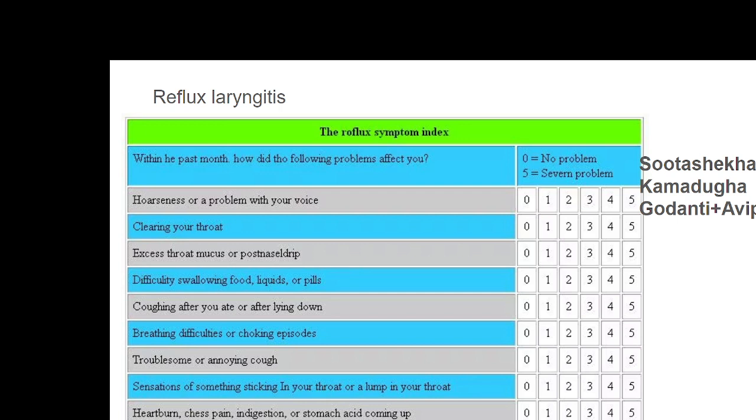If you are suspecting reflux laryngitis, my prescription would be Sudhshekara, Kamandaku, Gudantya, Vipatikara. The hoarseness of the voice can be treated with these drugs, which generally are considered drugs used for the gastrointestinal tract. I think that kind of description is not very accurate from an Ayurvedic point of view, but that's the usual thing.